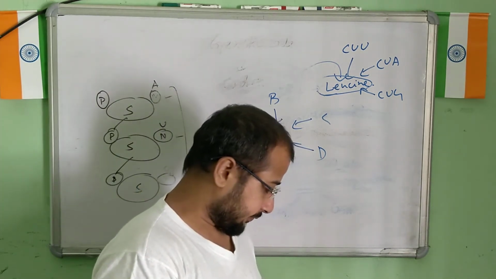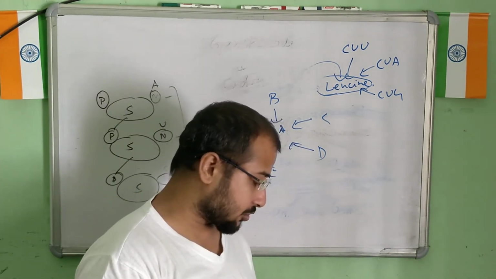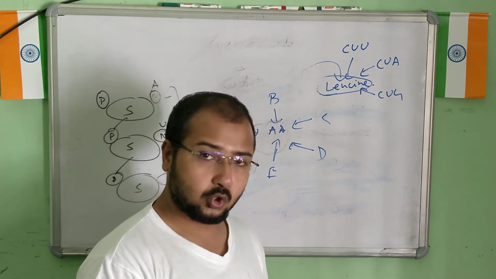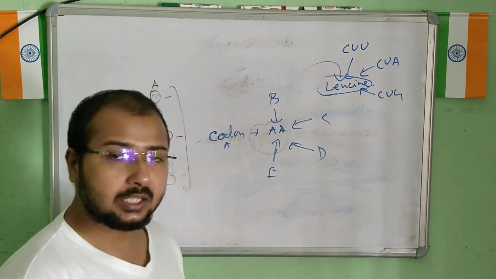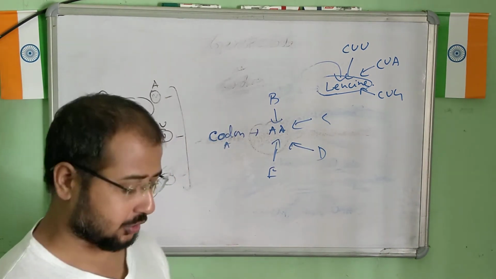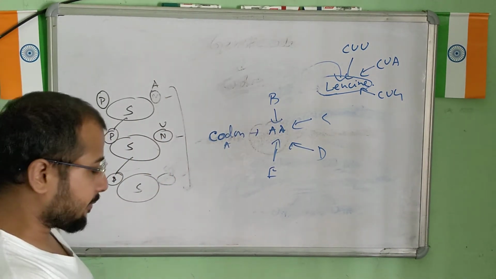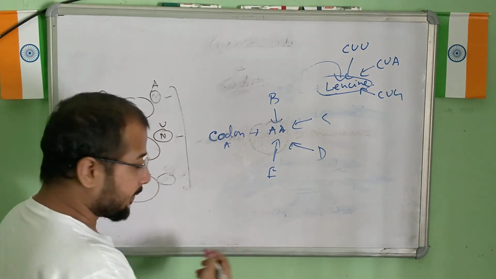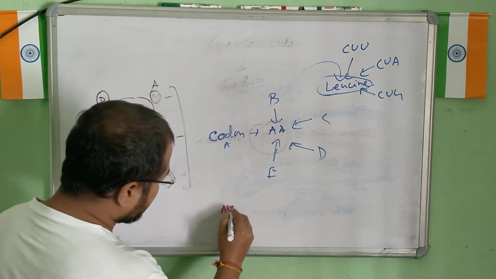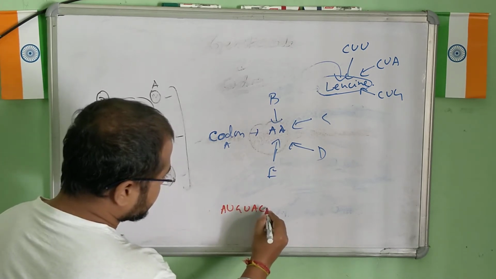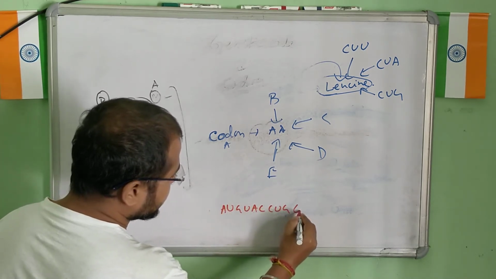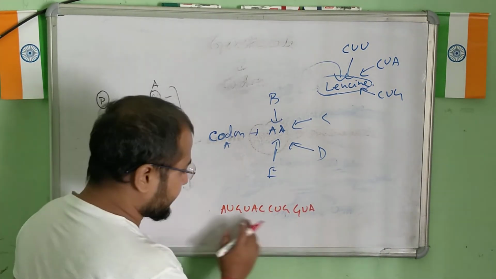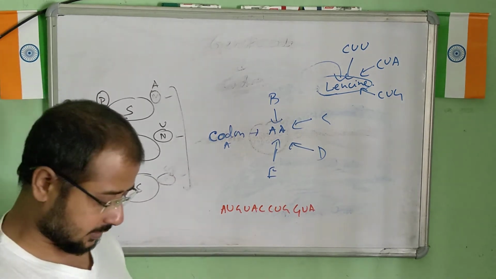Next, there is no punctuation used while writing the codon. The codon is read in mRNA in a linear fashion, with no punctuation. For example, if I write a sequence of codons in the mRNA, like A, U, G, U, A, C, C, U, G, G, U, A, I am not using any punctuation in between. This is one property.